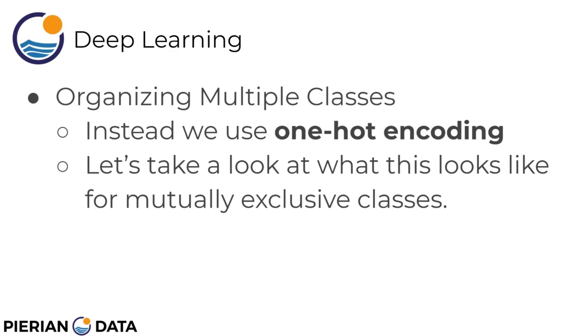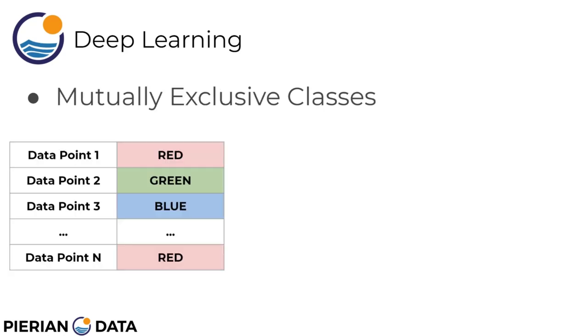You may have also heard this called dummy variables. So let's take a look at what this looks like for mutually exclusive classes. For mutually exclusive classes, you may have something that looks like this. You have data points and then a class that belongs to each data point. Here we can see data point 1 as red, then 2 is green, 3 is blue, all the way until data point n is red. Now we're not going to be able to feed these string color codes, red, green, and blue, into our neural network. So how do we actually organize this, especially considering that last output layer?